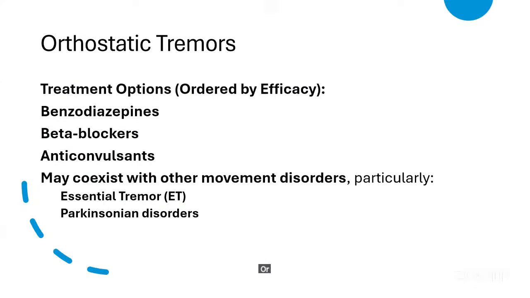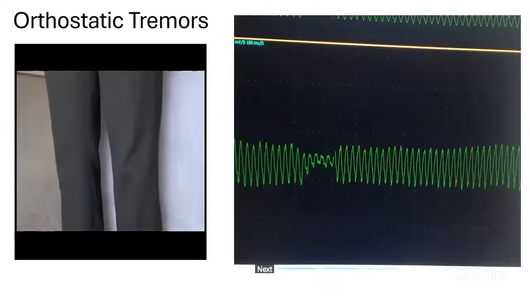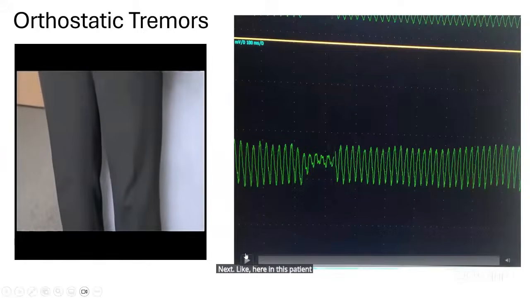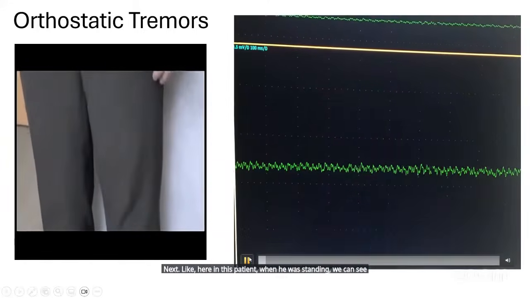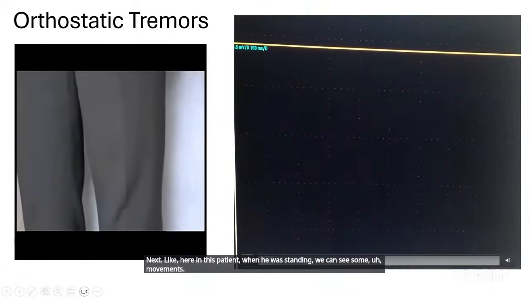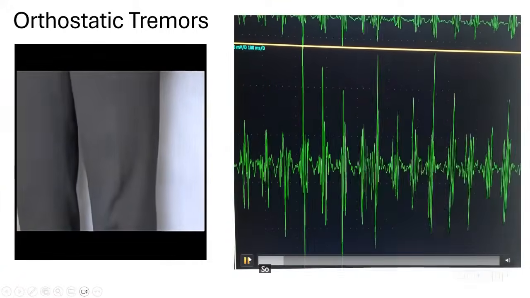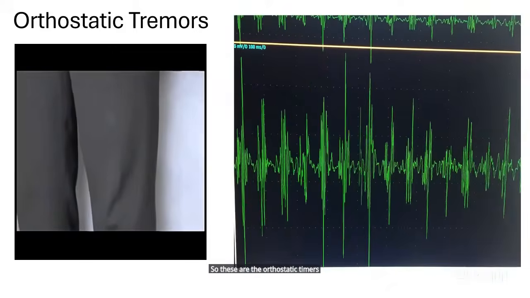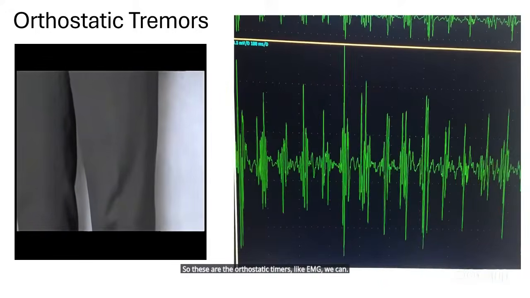Next. Orthostatic tremors, the treatment options are benzodiazepines, beta blockers, anticonvulsants like valproate, and they can coexist with some movement disorders like essential tremor or Parkinsonian disorders. Next. Like here in this patient, when he was standing, we can see some movements. So these are the orthostatic tremors. Like on EMG, we can see these movements.